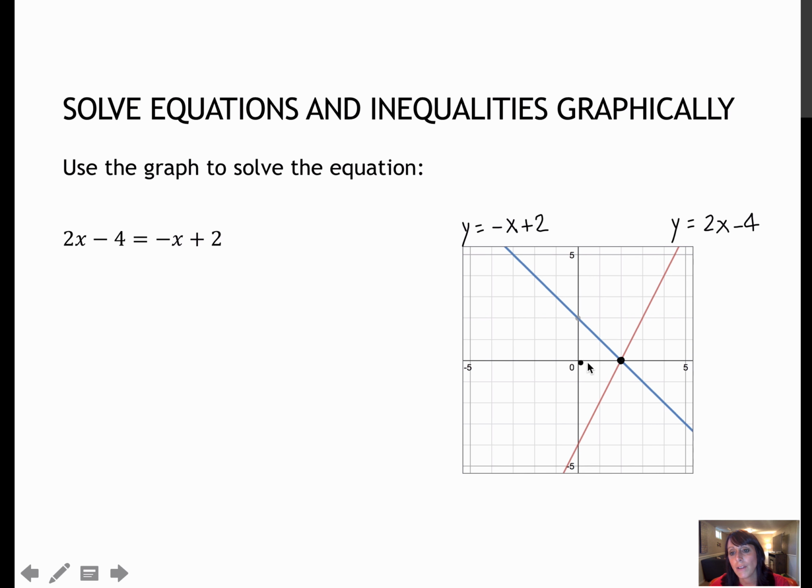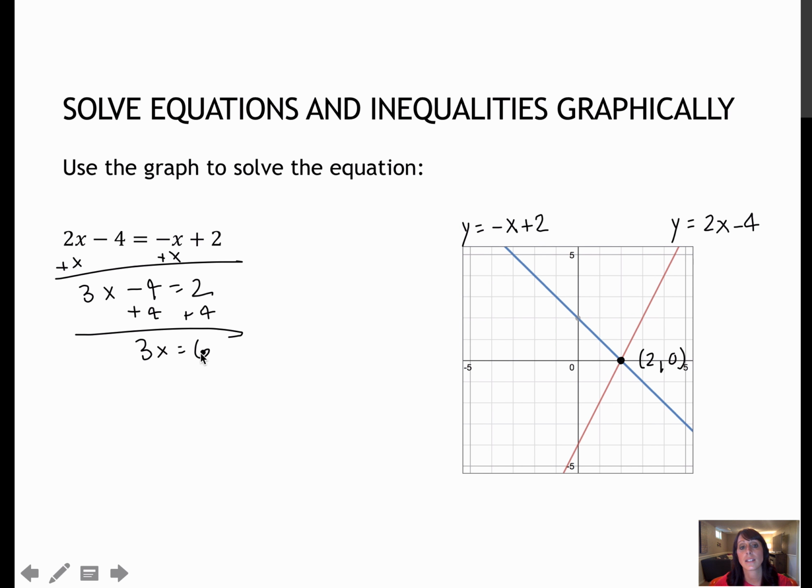So looking at the graph, they meet at (2, 0). 2 on the x, 0 on the y. Which means when I solve this, x should be 2. So let's take a look. If I add x to each side, that gives me 3x minus 4 equals 2. If I add 4 to each side, I get 3x equals 6. And if I divide by 3, I get that x is 2. That's the same x value I had before.